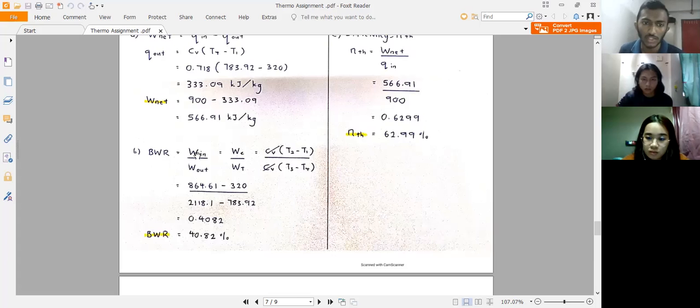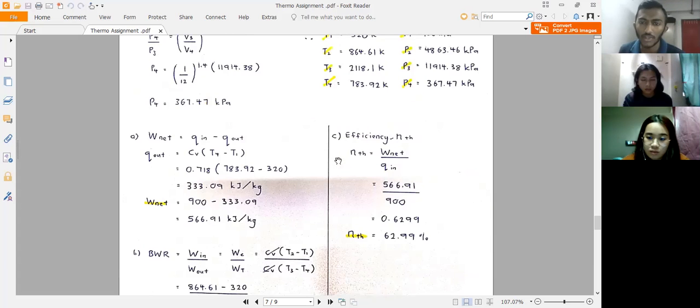So back work ratio is equal to W in over W out, which is equal to compression work over turbine work. So with this formula, we cancel the Cv because it is the same value, and then we get the value of back work ratio equal to 0.4082, which means 40.82%.